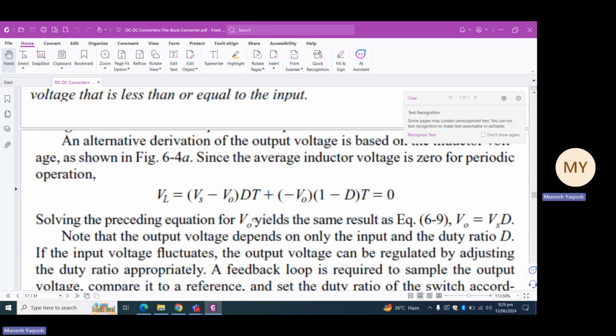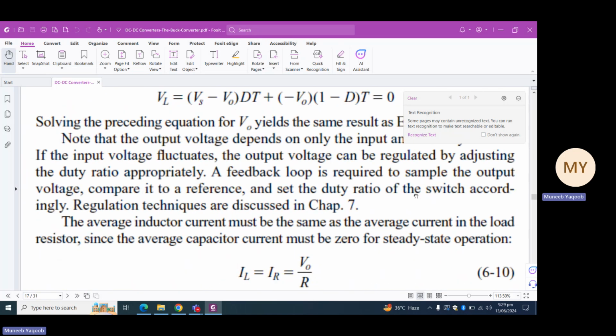So if again we simplify this expression for output voltage Vout, we will get the same result, that is Vout equals to Vs into D. So the conclusion is the same, that in a buck converter, either output voltage is equal to the supply voltage or it is less than the supply voltage.